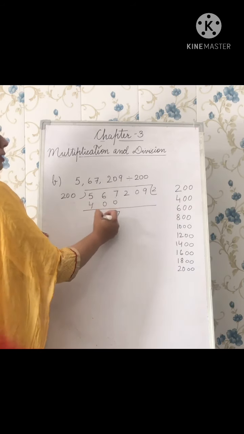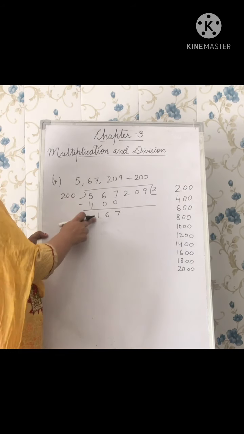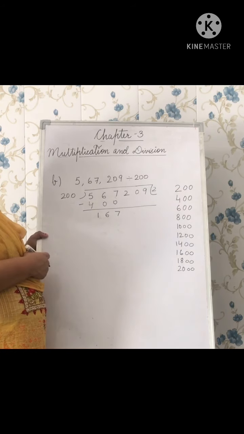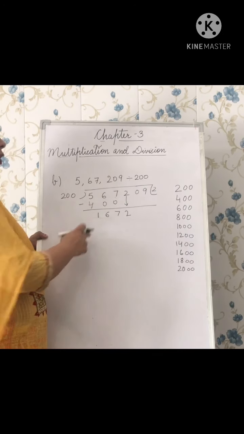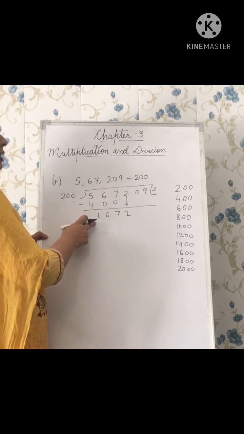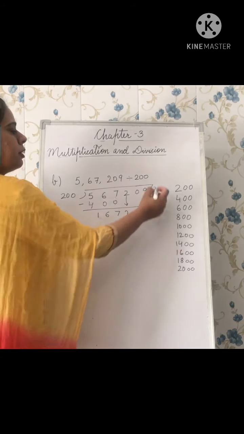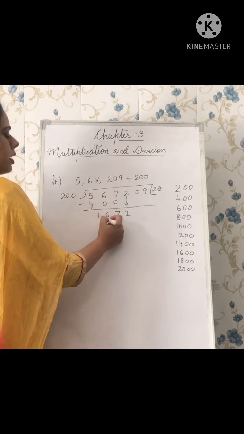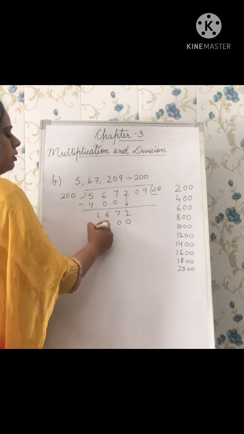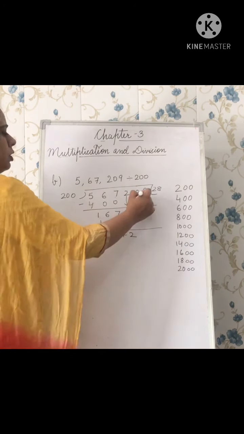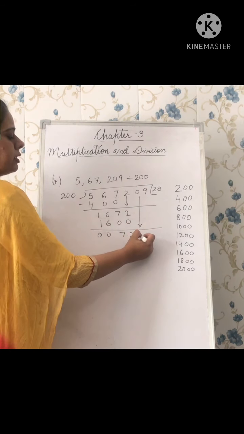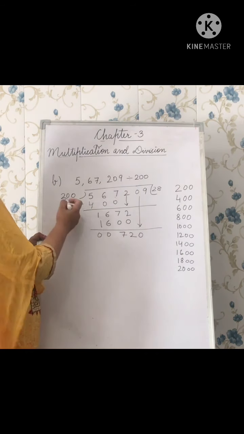Subtract, 167. Now 167 is again smaller than 200. So you will bring this 2 down. Now what is smaller than this 1672? It is 1600. So you will write here 8 and 1600. So what is there? 72. You will bring this 0 down because 72 is smaller than 200.